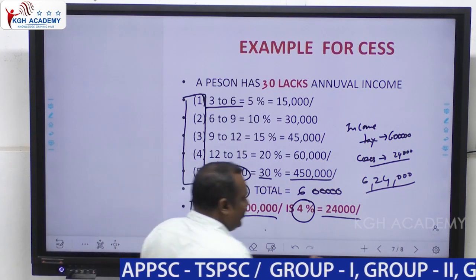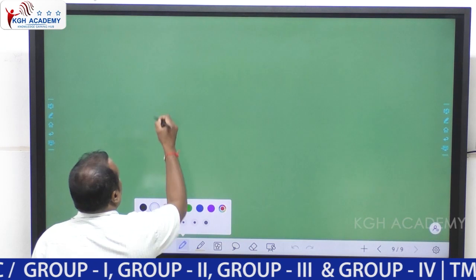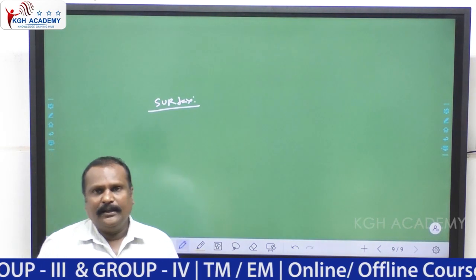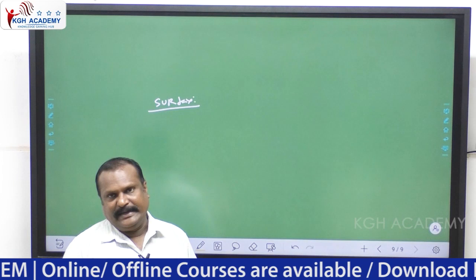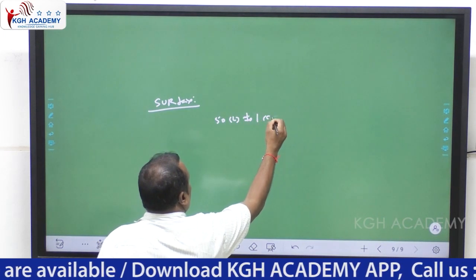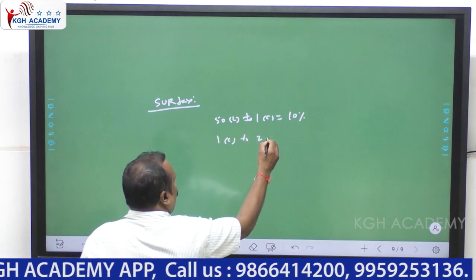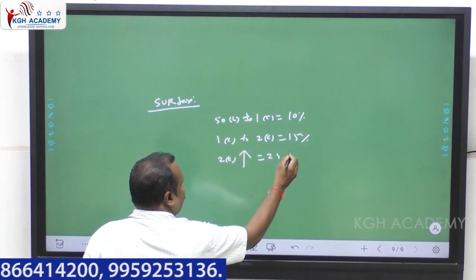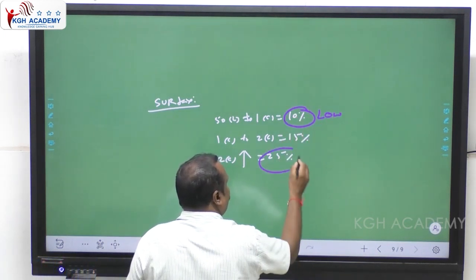Then surtax is there. What is a surtax? So you come to the surtax. Surtax is levied on income above 50 lakhs. If a person gets more than 50 lakhs, he comes under the surtax. For example, 50 lakh to 1 crore, he has to pay 10%. And 1 crore to 2 crores, he has to pay 15%. And above 2 crores, he has to pay 25%. And the minimum is 5%, the highest is 25%.